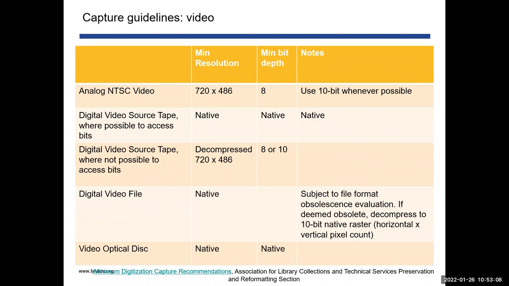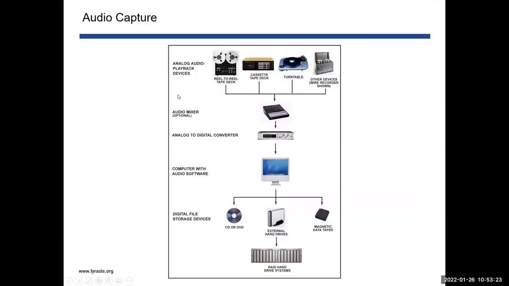So let's now just drill into audio a little bit more. So audio capture, you're going to be starting with a format like a cassette, open reel or reel to reel audio, mini disc, something like that. So you start with your playback device. And then what that ideally goes into is an analog to digital converter.